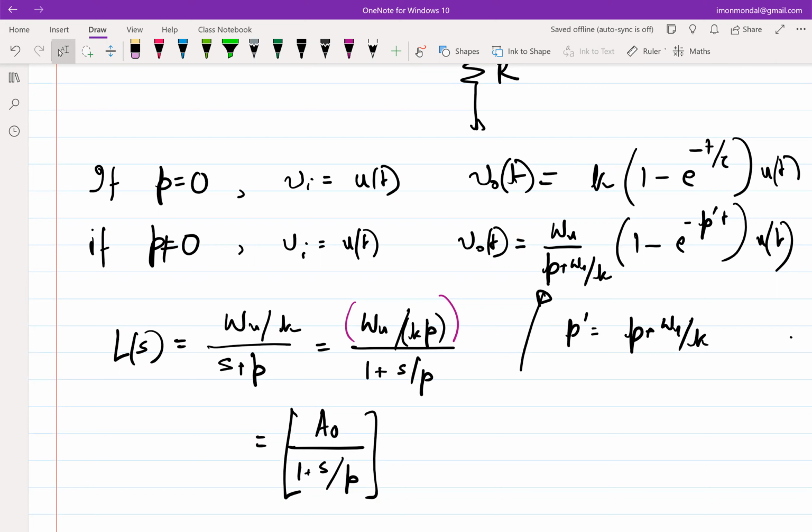Where did you get? No, you mean in L of S or in V naught of T? So you got omega U by K here. But again, if you set P to 0, your V naught of T at T equal to infinity becomes 1, right? So if you set P to 0, it should be an ideal integrator case where it should be K. So something is wrong in that expression, right?